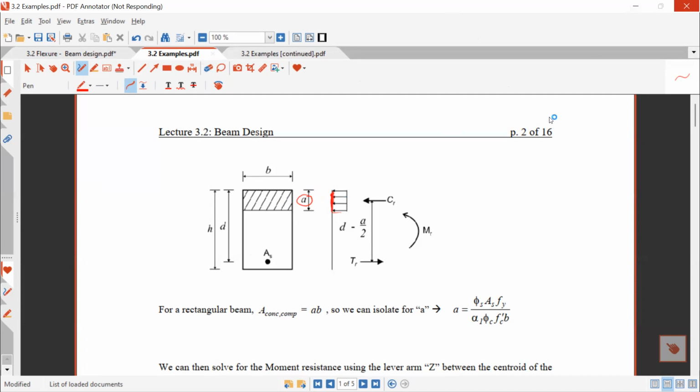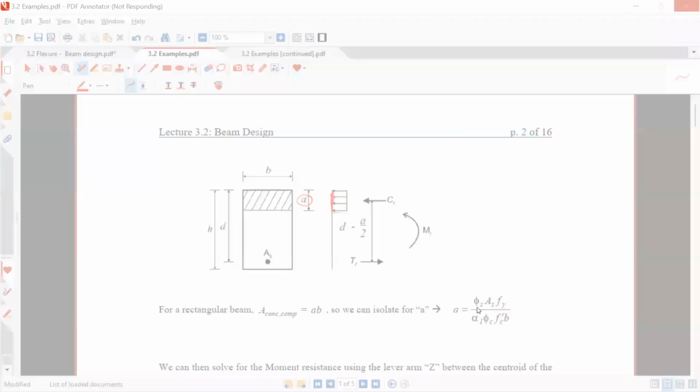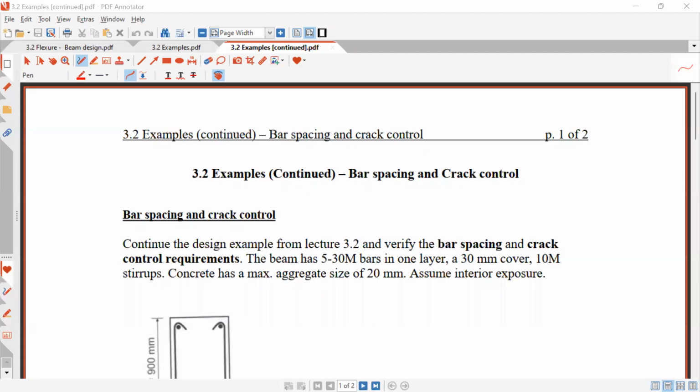So let me just try to close this because it seems to be stuck. All right, 1 second. Beam design. Oops. Then we need examples. Okay, let's go back here.